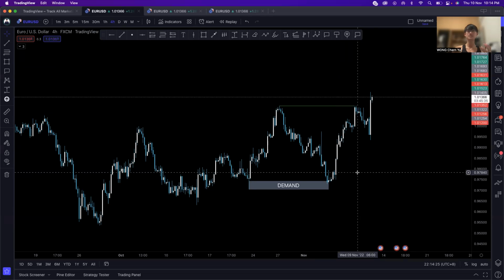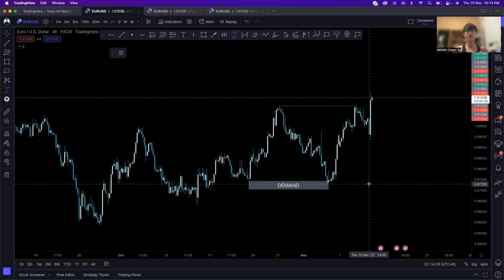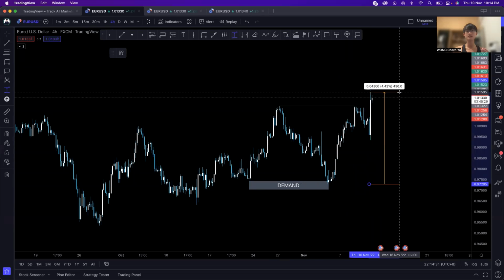As we can see, the entire bullish leg from the 4th of November all the way up is about 4.42%. So price actually came up 4.42%. That is very strong movement coming in on the Euro USD, especially with the market pricing in all these expectations of a drop in inflation.